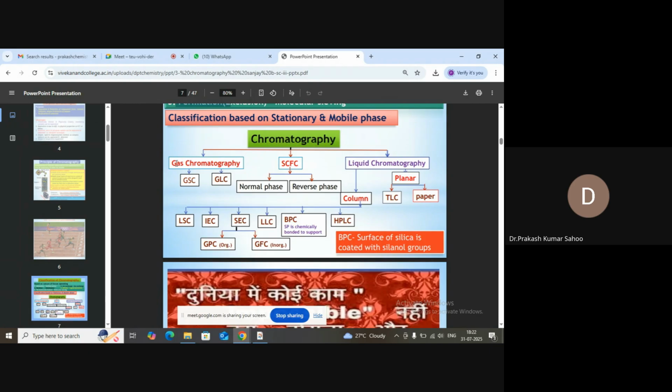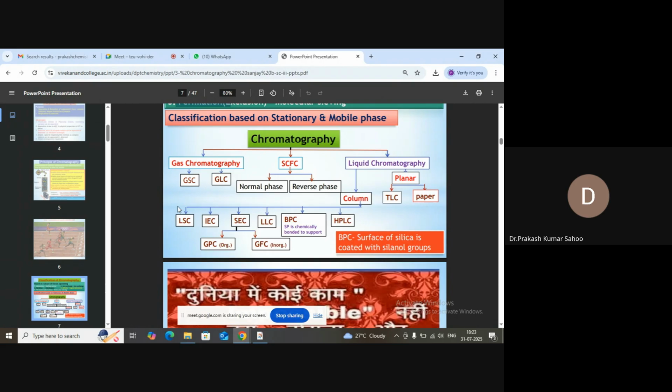It is gas chromatography, or HPLC, liquid chromatography. Okay, this is your GSC or GLC, that is gas solid chromatography or gas liquid chromatography, and in liquid chromatography we have normal phase chromatography and reverse phase chromatography. We have planar, that is two-dimensional chromatography, the thin layer and paper, and in three dimensions we have column.